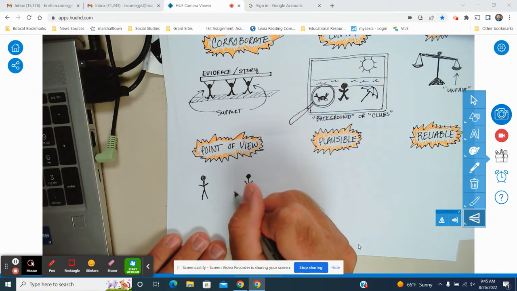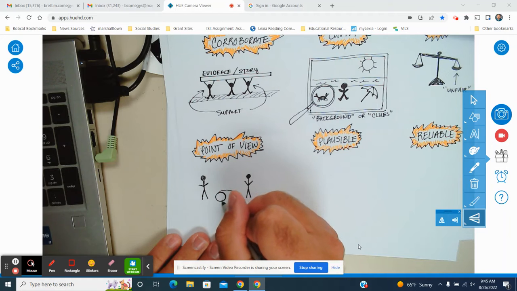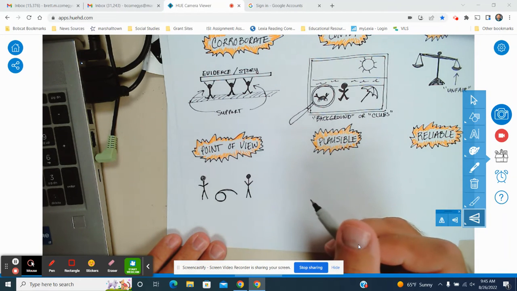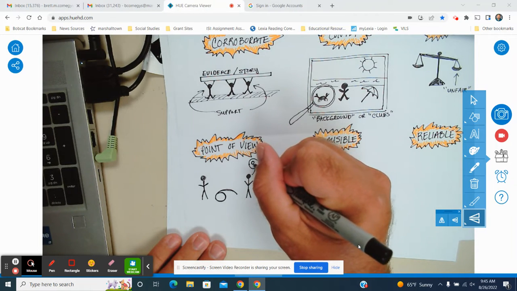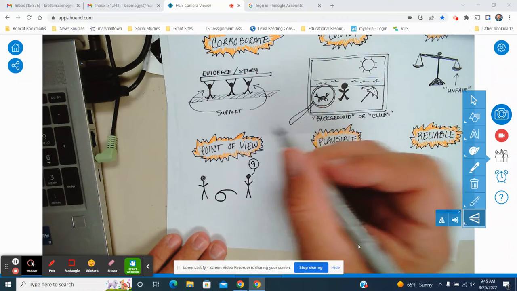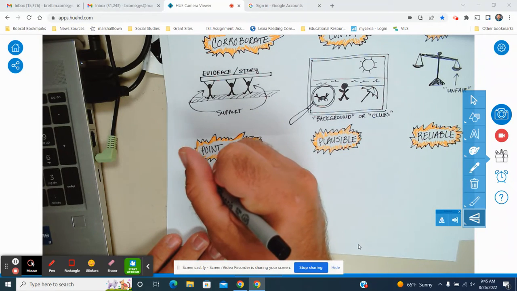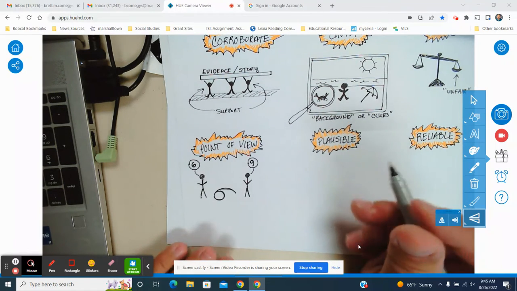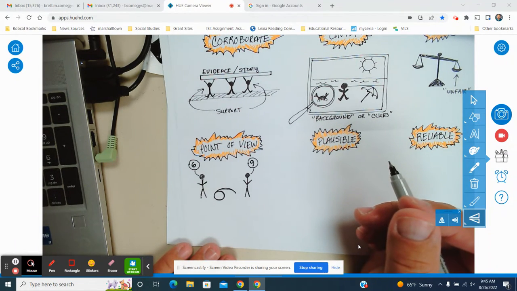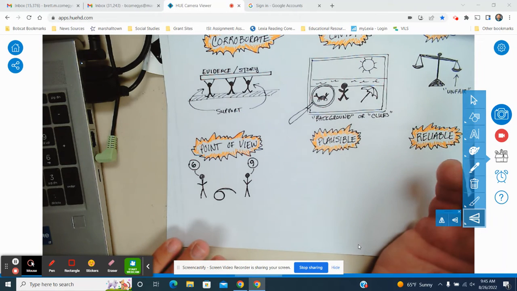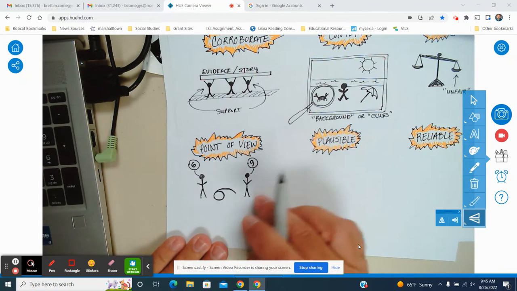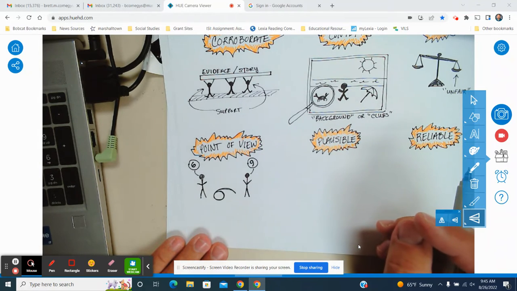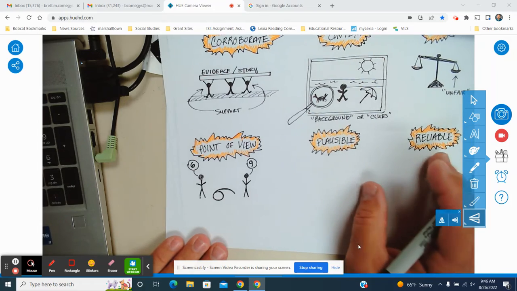So if I got a giant number written on the ground, this guy sees a 9. And this person sees a 6. Are they wrong? Are they right? Well, they're both right. Or maybe they're both wrong, depending on what this number is. But from their perspective, their point of view, from the place they're standing, they both see something different. That's what point of view is all about.